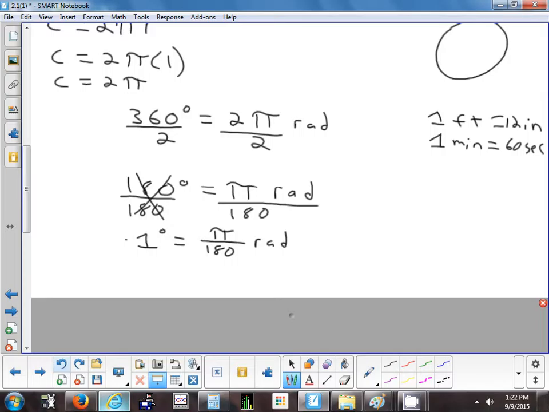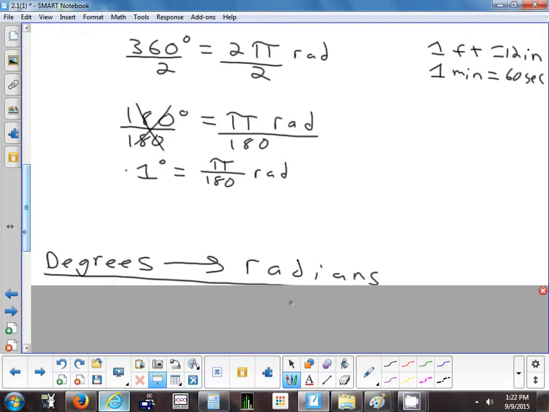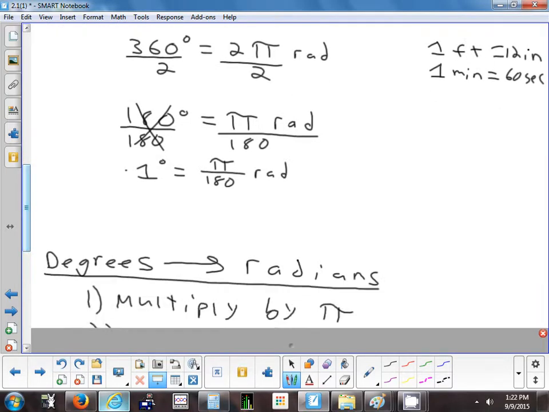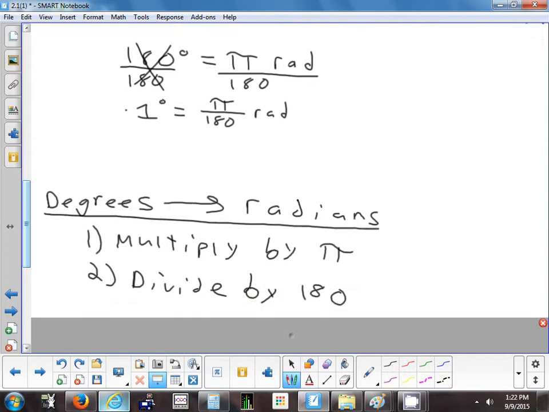Okay, so there are 2 steps to change a degree to a radian. The first step is multiply by pi. And the second step is to divide by 180. Multiply by pi and divide by 180.